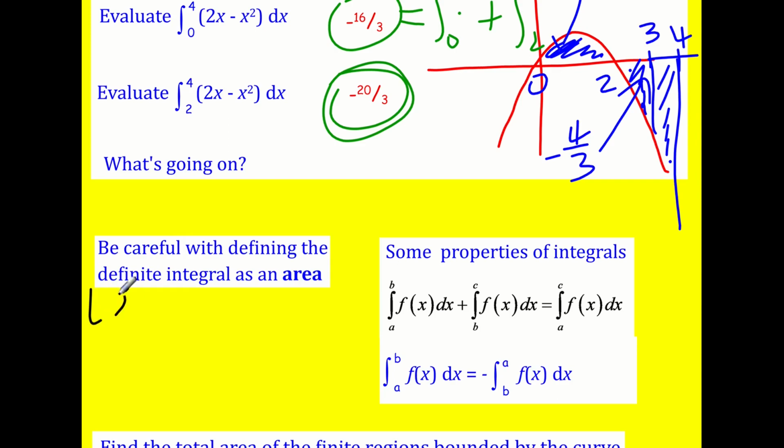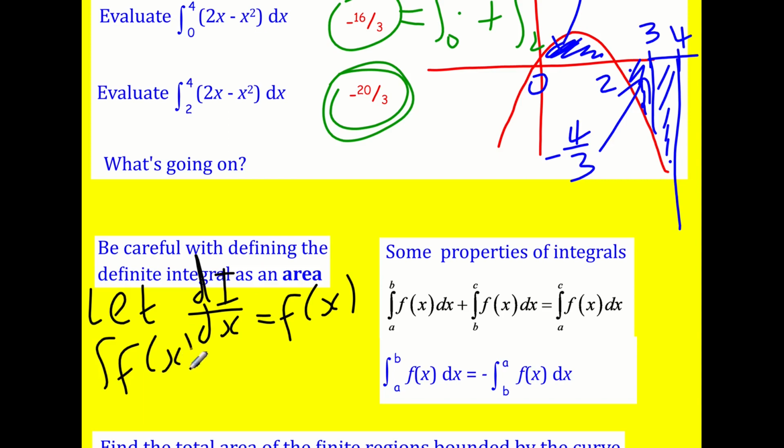We're going to let dI by dx equal f of x. Why have I done that? Because I want to integrate f. I'm saying the derivative of I is equal to f. So that means that the integral of f is going to be I of x. I is a new function. We would add c to it, but because we're going to be doing definite integrals, I'm not going to do that right now.